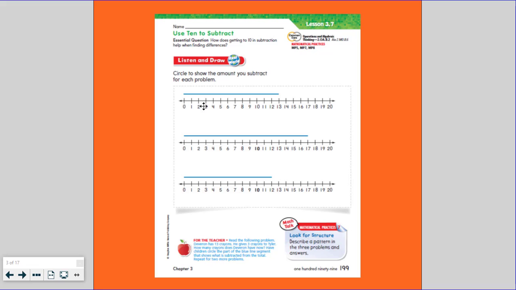This blue line shows from 0 to 13. And remember that Deveron has 13 crayons, and he's going to give 3 to Tyler. So 1, 2, 3. So this is how much he's giving to Tyler. That's the amount that we're going to subtract, is 3. Okay. This time, let's try another problem.